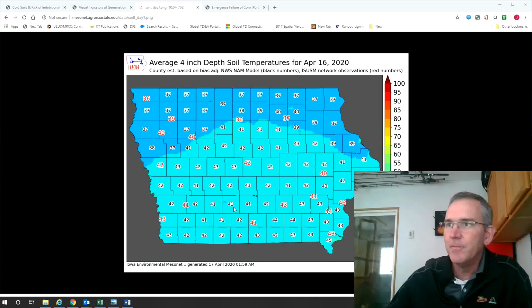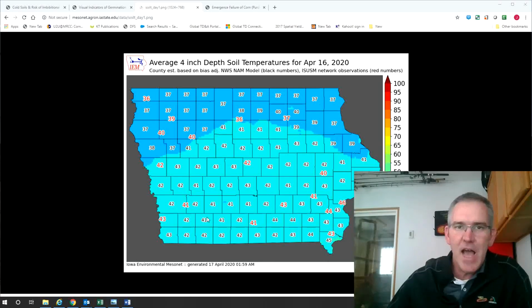This comes from the Iowa State website. If you just Google ISU soil temps, you're going to get to this great resource. But you can see in southern Iowa, we had low 40s for the average soil temperature at 4 inches for yesterday. Northern Iowa, of course, got colder down into the 30s.